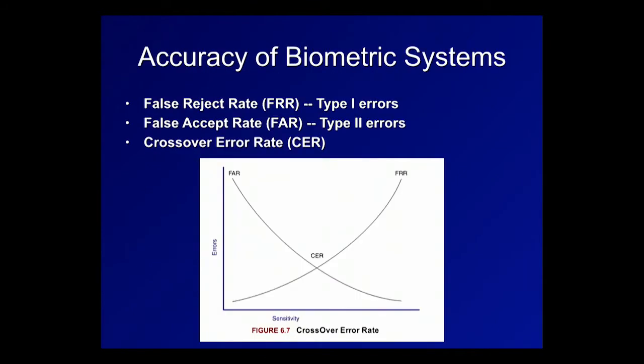And here's how you rate these things. There are two measures, false reject rate and false accept rate. So you can adjust the sensitivity. If you turn the sensitivity way up, then it has a very small false accept rate, which means the wrong person very rarely gets in.